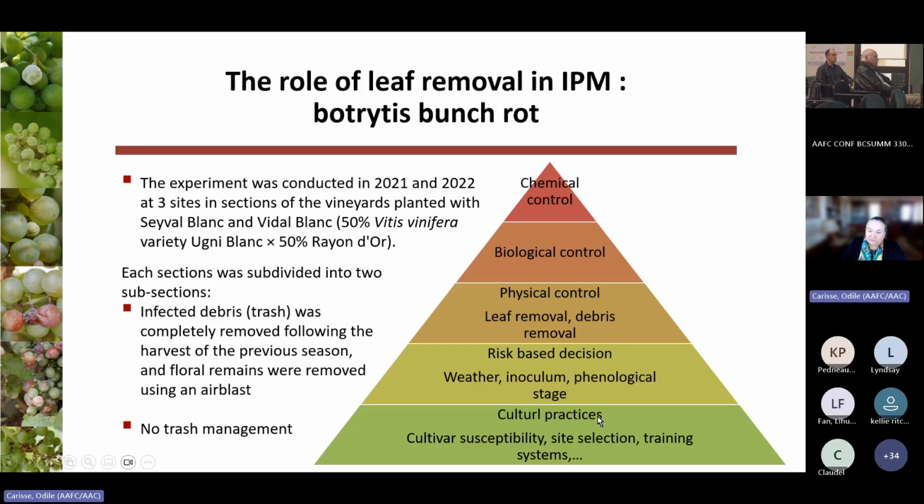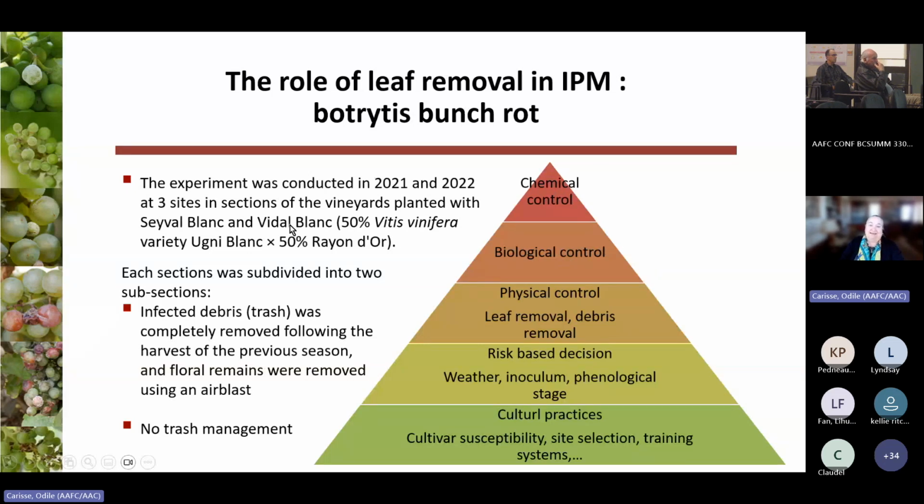Then we used risk-based decision-making. So we looked at the weather, the inoculum, and the phenological stages. Then physical control, that was the leaf removal. And here we had the debris removal. So I'll explain it. And on top of it, the biological control and chemical control.